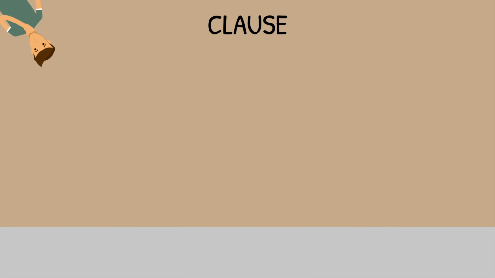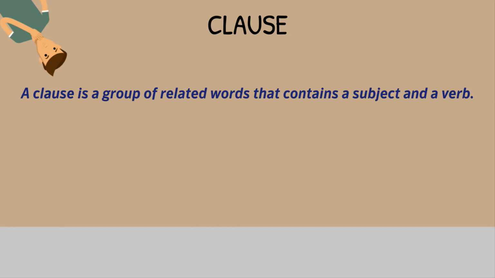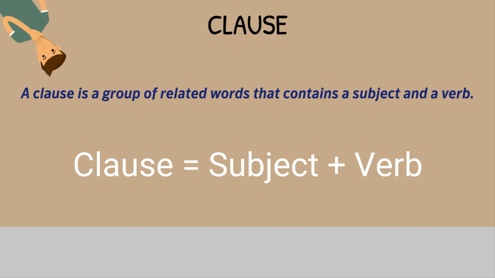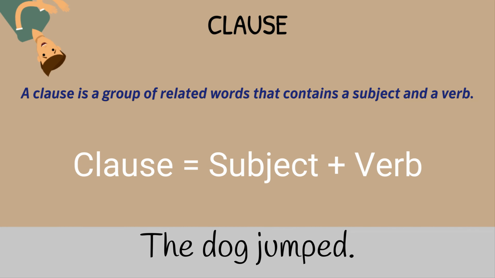Another thing we need to know before we move on is to become familiar with the term clause. Let's have a look at what a clause is. A clause is a group of related words that contains a subject and a verb. The bare formula for a clause is subject plus verb. Like in the example, the dog jumped. We have a subject, the dog, and the verb, jumped. So this is a nice little clause example.